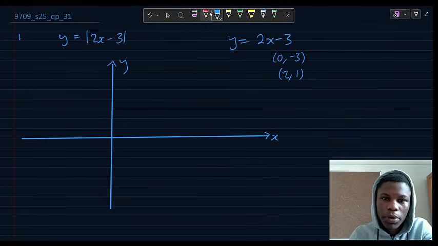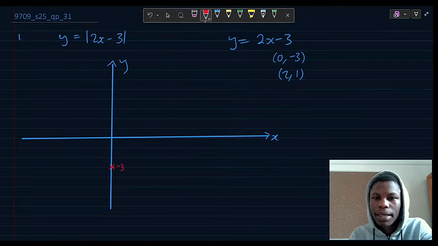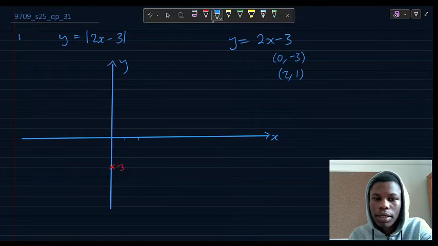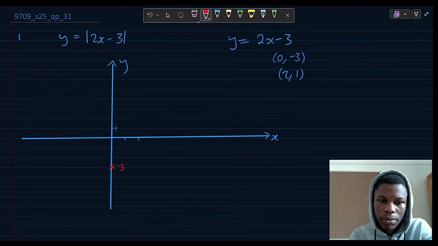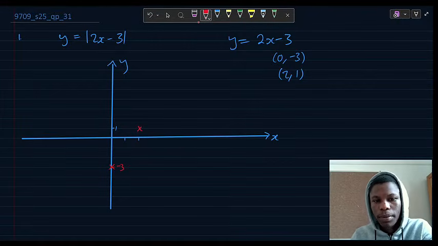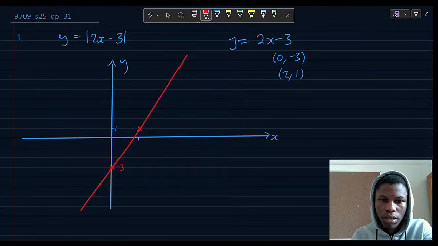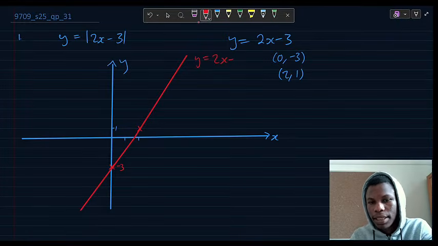So let's mark our 2 points. We've got 0 and negative 3. Negative 3 will be here, so let's mark that there. And then we want 1, 2, and we want 1 unit in the y-axis. So our other point will be over here. And then just draw a line through those 2 points. All right. So this is y is equal to 2x minus 3.